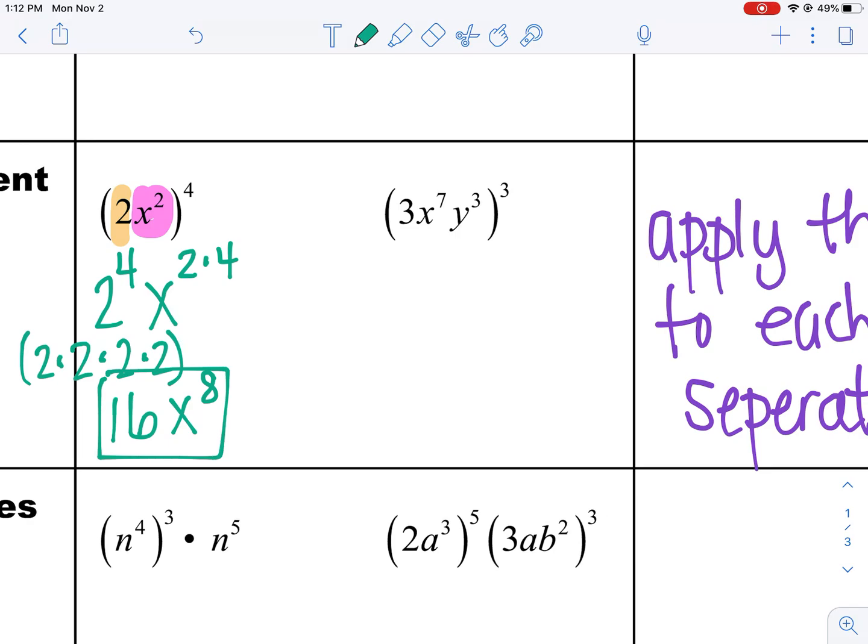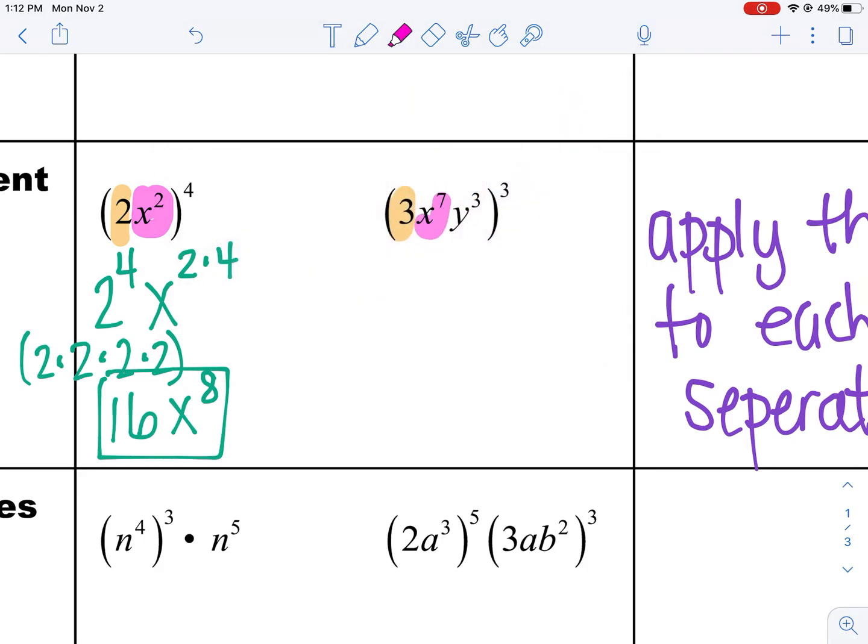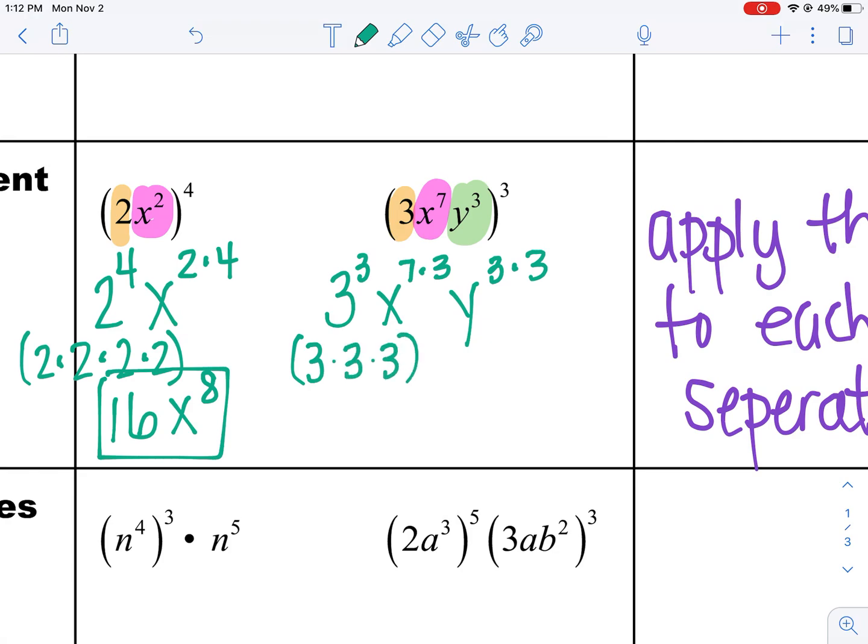In this next one, we have a few more terms that the power has to be applied to. So we're applying the power to the 3, because it's separate as a coefficient, to the x to the 7th, and to the y to the 3rd. So if I'm showing this, 3 to the 3rd, x 7 times 3, y 3 times 3. So expand out 3 times 3 times 3, which is 27. x becomes 21, and y becomes 9, and that is your final answer.